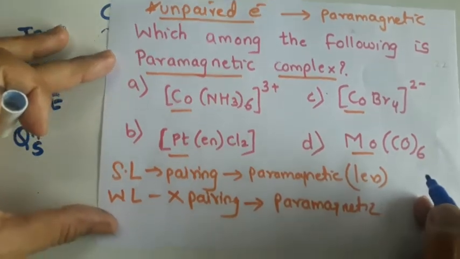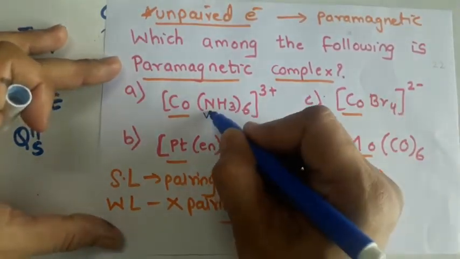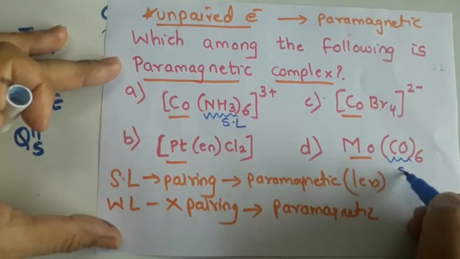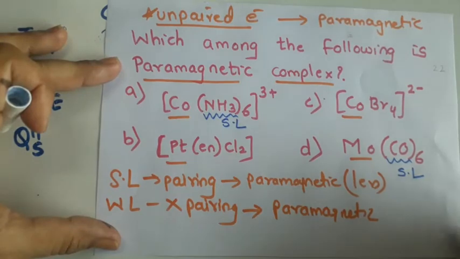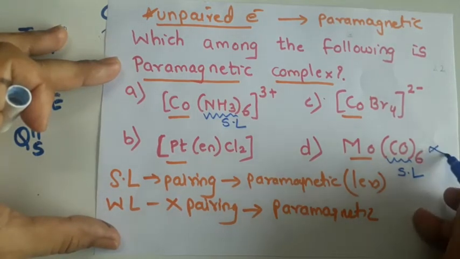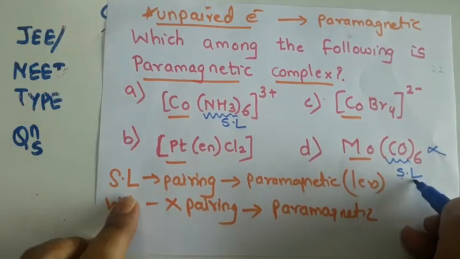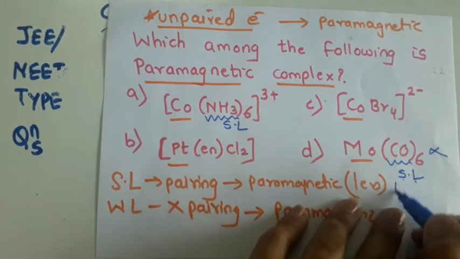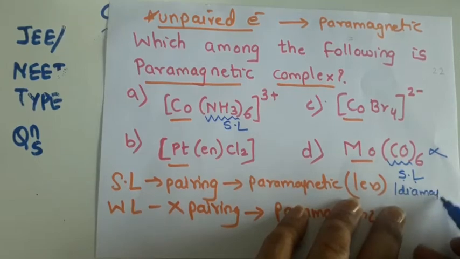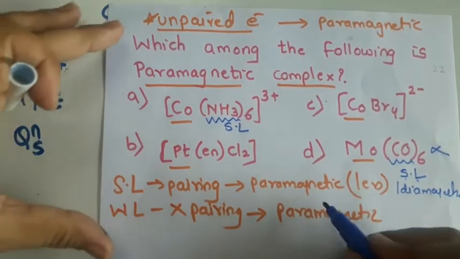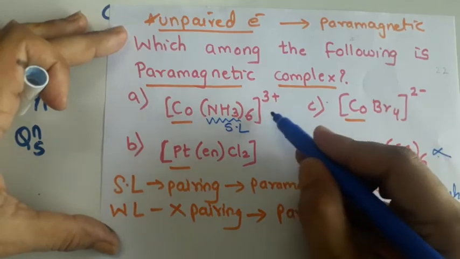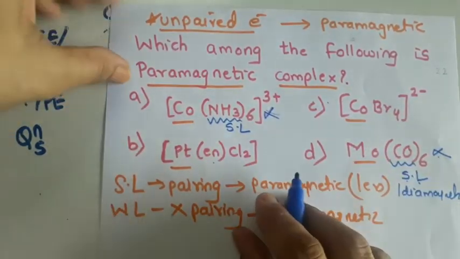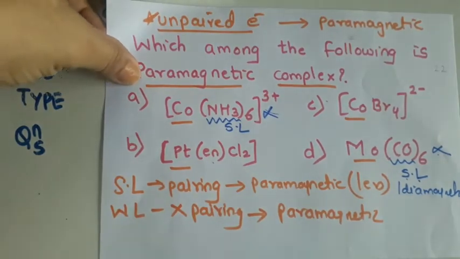Now you all should know ammonia is a very strong ligand, carbonyl is a very strong ligand. So it means this is not going to be paramagnetic. Strong ligand is there, pairing will be there, and if pairing is there, it will actually be diamagnetic, or very, very less paramagnetic. So these two options are ruled out. Now we are left with these two options. We are left with only two options.